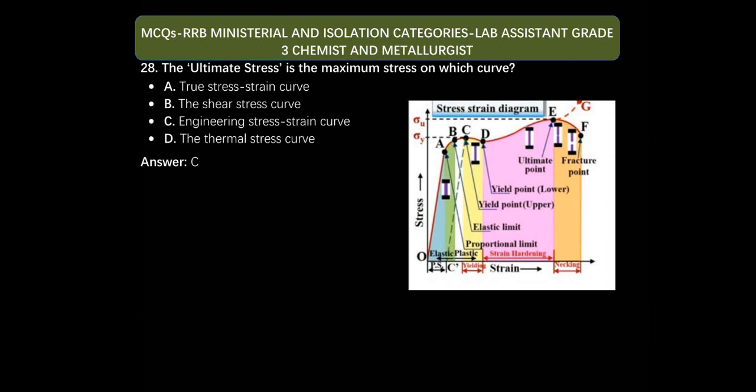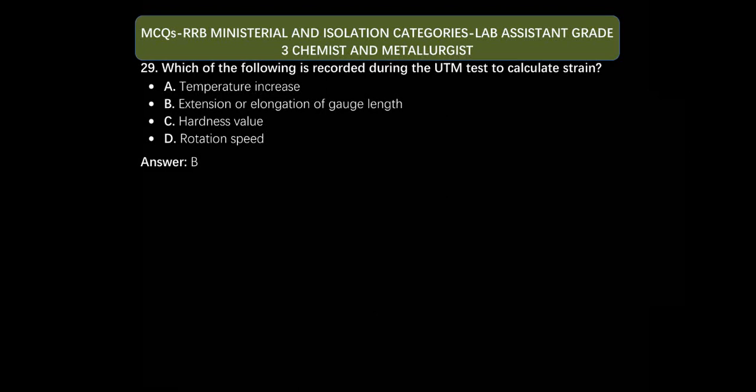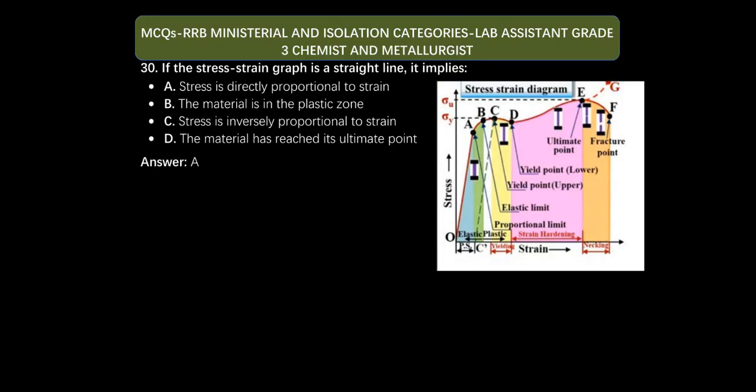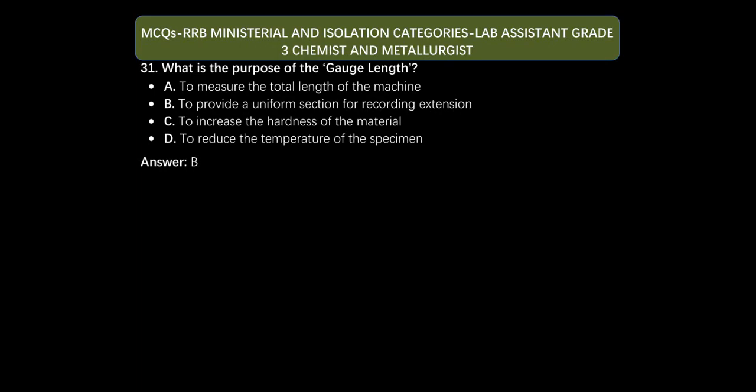The ultimate stress is the maximum stress on which curve? Option C, engineering stress strain curve. Which of the following is recorded during the UTM test to calculate strain? Option B, extension or elongation of gauge length. If the stress strain graph is a straight line, it implies option A, stress is directly proportional to strain. What is the purpose of gauge length? Option B, to provide a uniform section for recording extension.